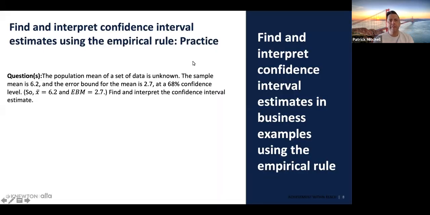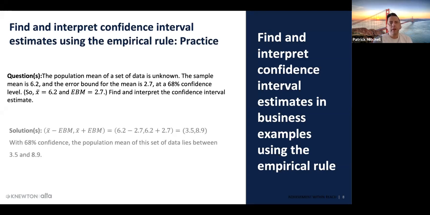All right, here's another example, very similar to the last one. This is one that you could try if you'd like to pause the video and try this one. The population mean of a set of data is unknown. The sample mean is 6.2, and the error bound for the mean is 2.7 at a 68% confidence level. So X bar is 6.2 and the error bound is 2.7. Find and interpret the confidence interval estimate. So again, you just add and subtract that error bound from the mean.